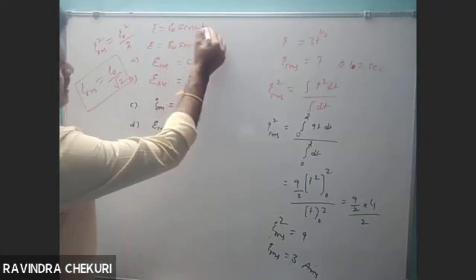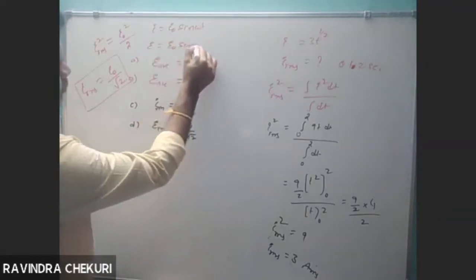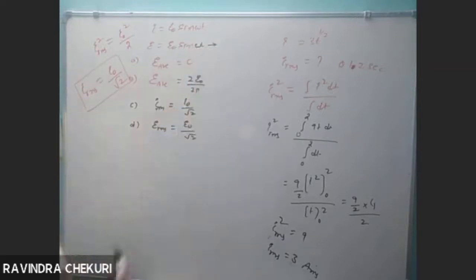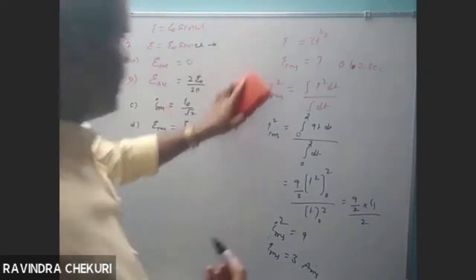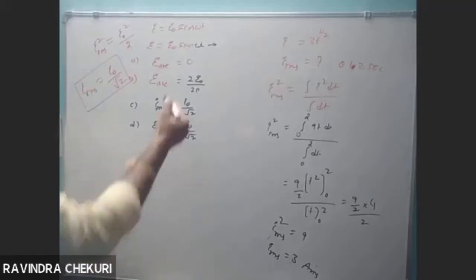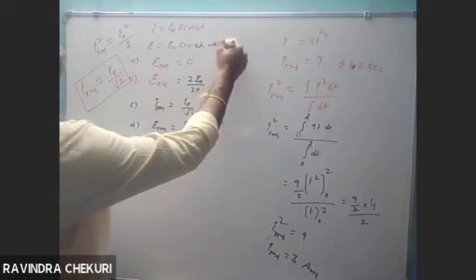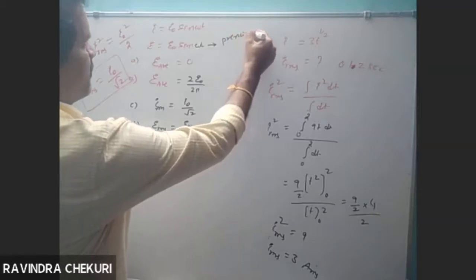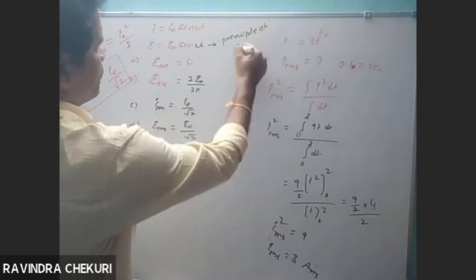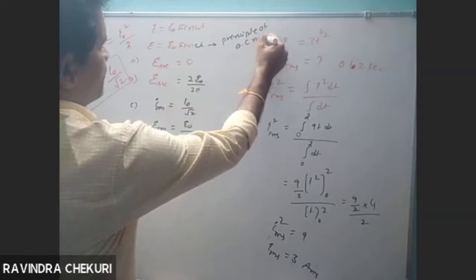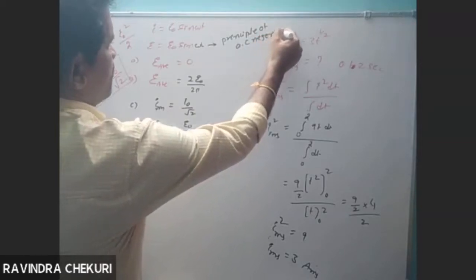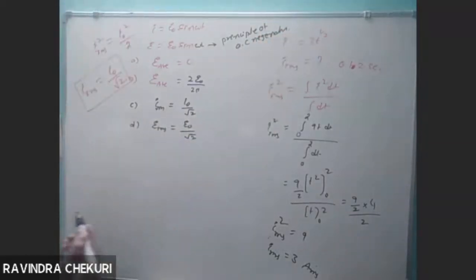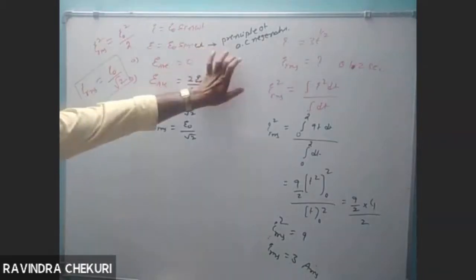I is equal to I naught sine omega t, E is equal to E naught sine omega t. This is the principle of the AC generator. The alternating current is produced by electromagnetic induction. So AC can be produced by the principle of electromagnetic induction.